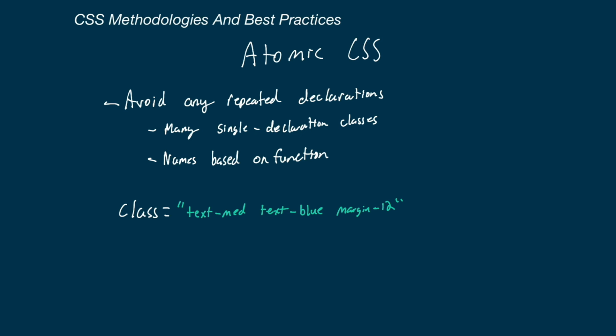For example, we might have a paragraph with the classes text medium, text blue, and margin 12 to make that paragraph have medium-sized text, blue font, and 12 pixels of margin. This is great in terms of creating DRY CSS, but it tends to be the worst methodology in terms of separating CSS from HTML, so this is a trade-off once again to be considering.